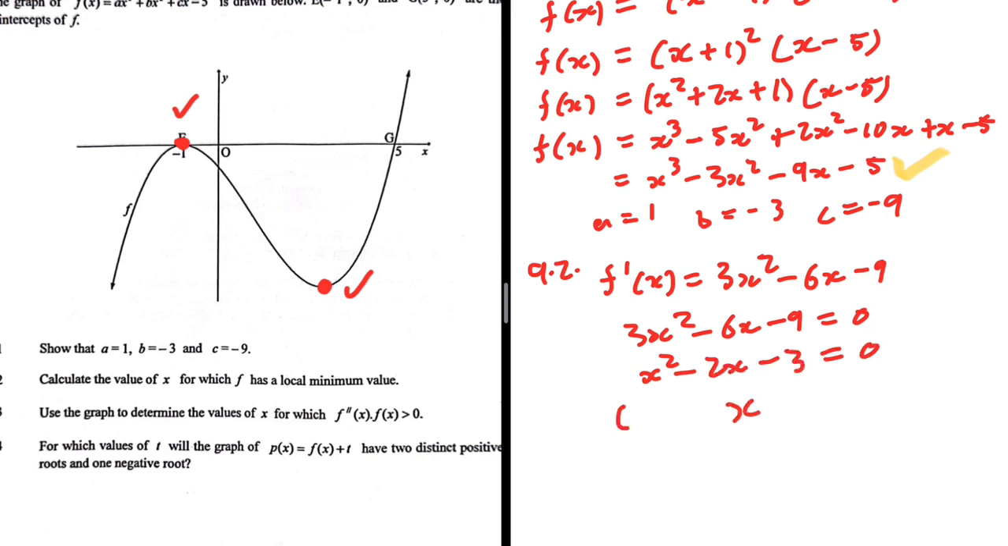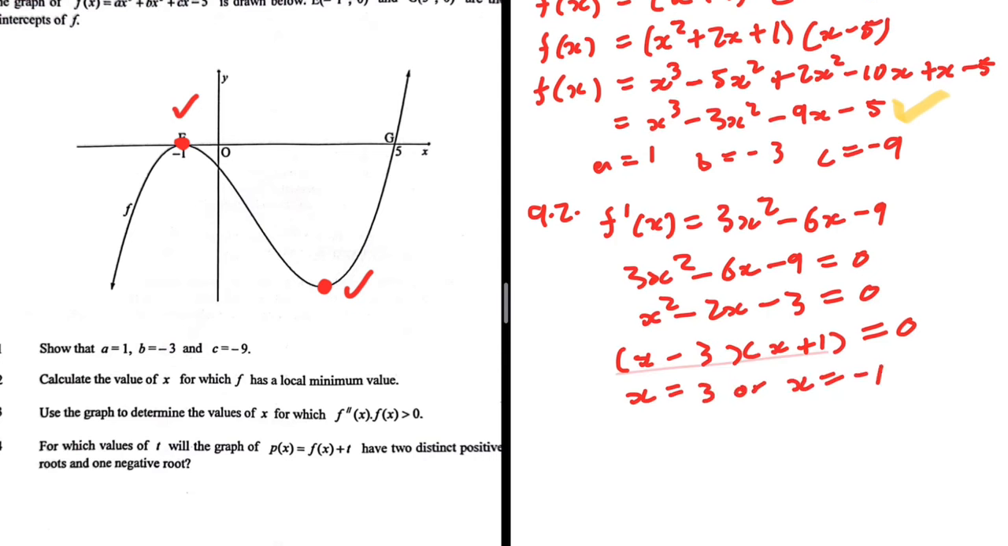So let's go ahead and factorize this. We need 2 factors of minus 3 which, when we add, we get minus 2. That is minus 3 and plus 1. Right, so x is equal to 3 or x is equal to minus 1.